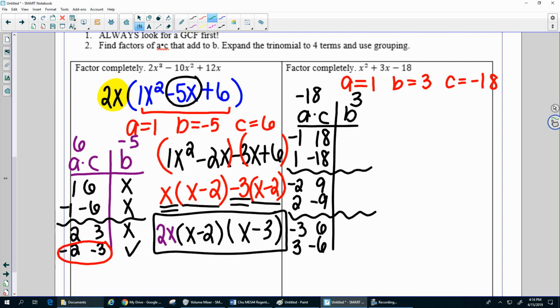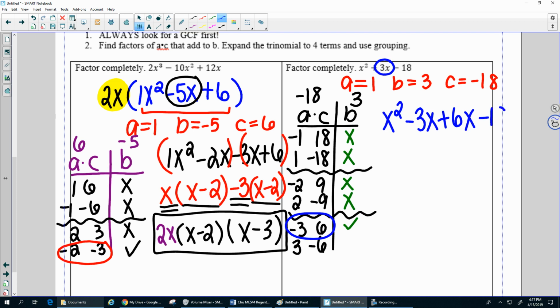Negative 1 and 18 gives you 17. 1 and negative 18 gives you negative 17. Negative 2 and 9 gives you positive 7. 2 and negative 9 gives you negative 7. Negative 3 and 6 gives you that positive 3 that you need. So now we're going to take our polynomial from the top and replace our 3x with the two factors that we found. X squared minus 3x plus 6x minus 18.